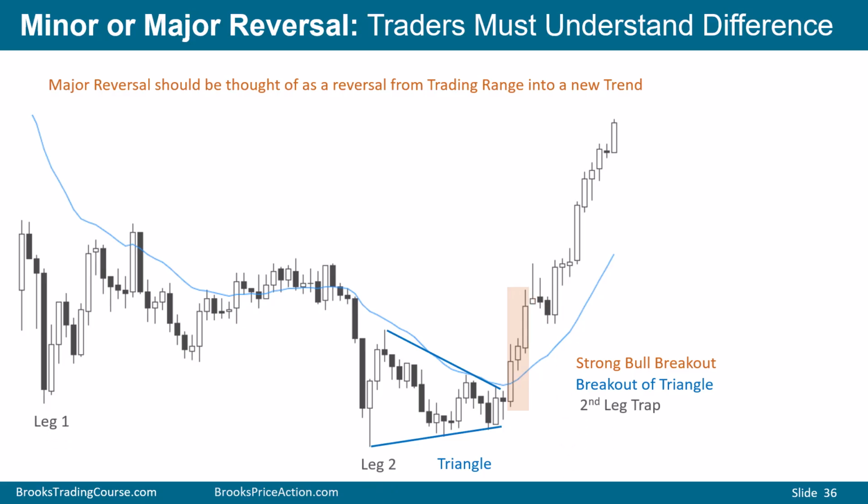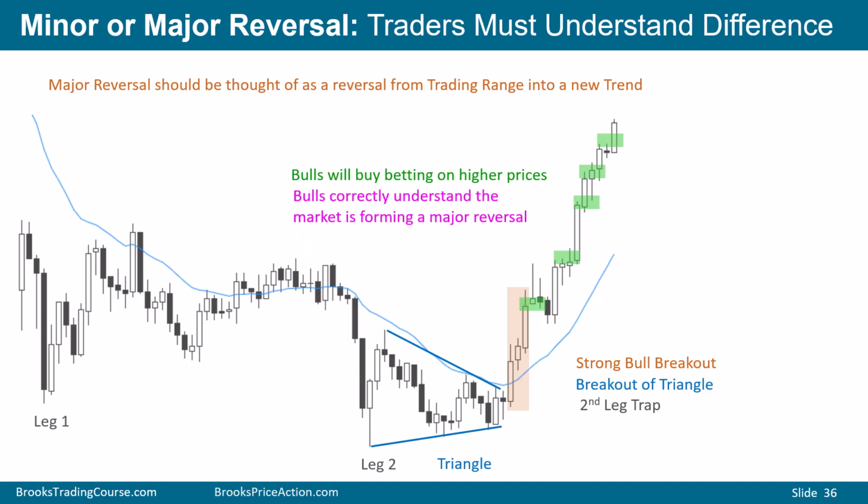You can see 2 legs down, so a second leg trap. And as I just mentioned a few seconds ago, bulls are buying all the way up. Bulls correctly understand that the market is forming a major reversal.